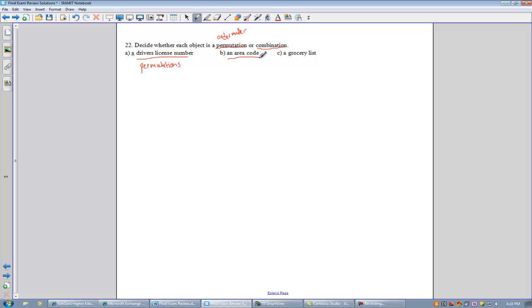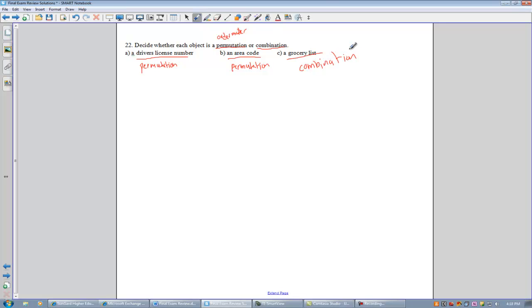An area code, well, certainly the order matters in an area code. If the area code's 479, like it is here, and I change the numbers and write 749, that's going to be different. So here, again, is an example of a permutation. So this is a permutation. I guess it's not plural, so you only need permutation. And then the last one, of course, is probably a combination, and it is. It's a grocery list, and in a grocery list, the order doesn't matter. So this is an example of a combination.